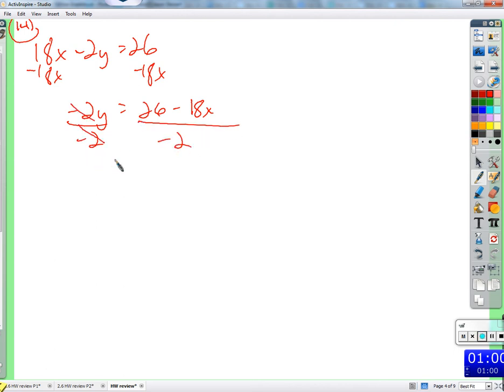Negative 2 cancels negative 2 because negative 2 is a factor in the numerator and denominator. y is equal to (26 minus 18x) over negative 2. We can divide both of these things by negative 2. Divide by negative 2, so we get negative 13. Negative 18 divided by negative 2 is positive 9.